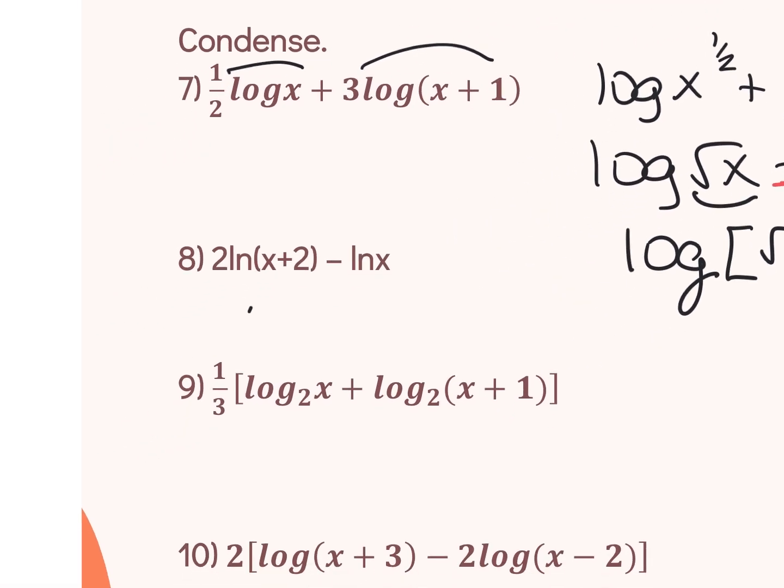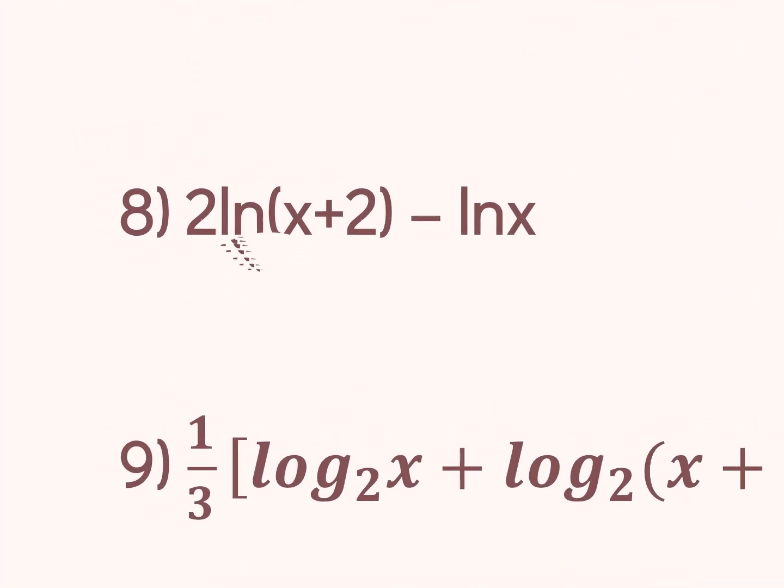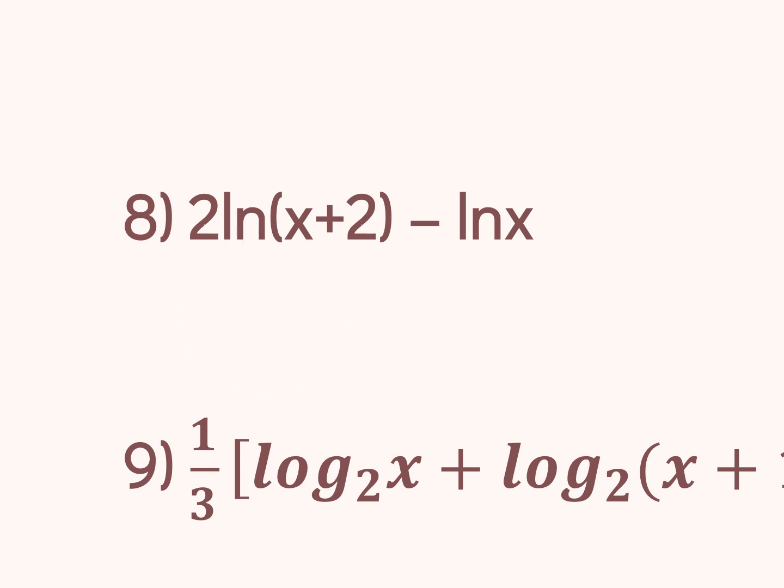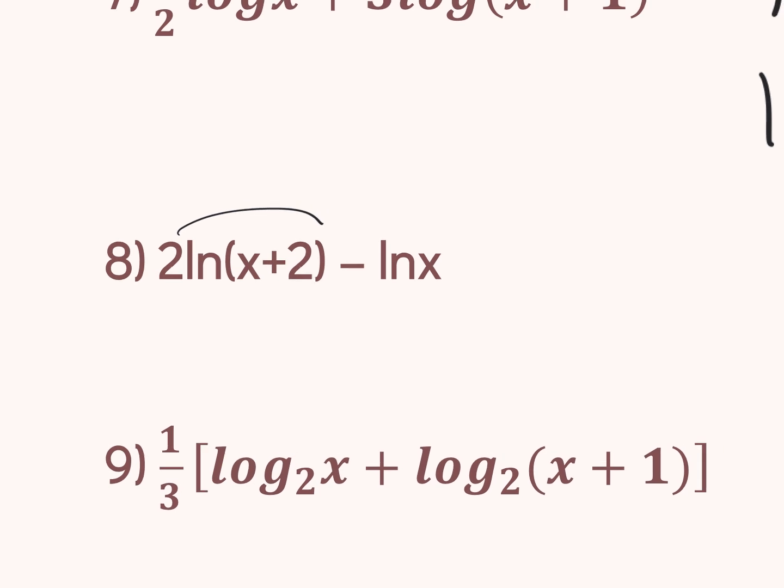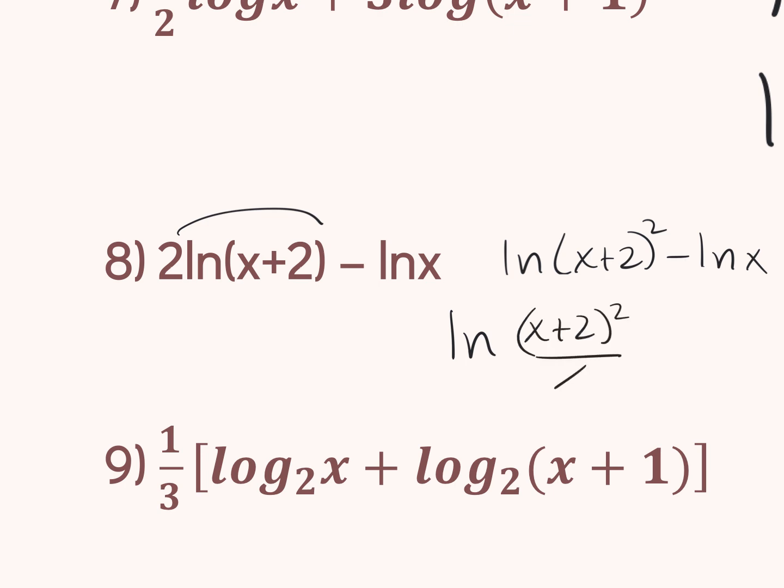Notice this one has a subtraction sign. So this tells me I'm going to have division here. I could go ahead and take care of this power first. I can put that back. So I could do natural log of x plus 2 squared minus the natural log of x. And now I can take care of the division. So ln, and then it'll be x plus 2 squared over x.